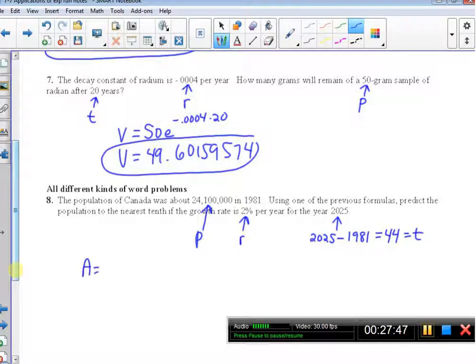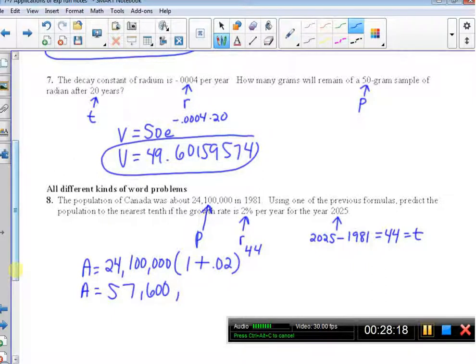So A equals 24,100,000. The population is growing, so it's going to be 1 plus 0.02 to the 44. And if you work all that out, you have to do the exponent first with the parentheses inside. You get 57,600,280.7.